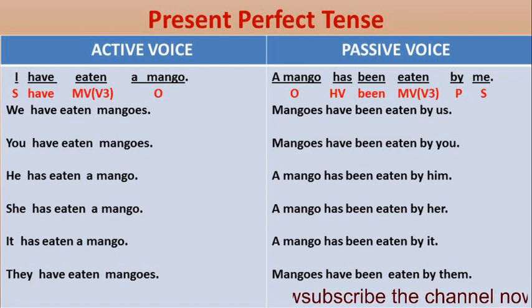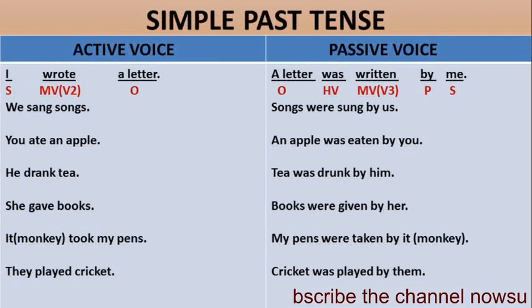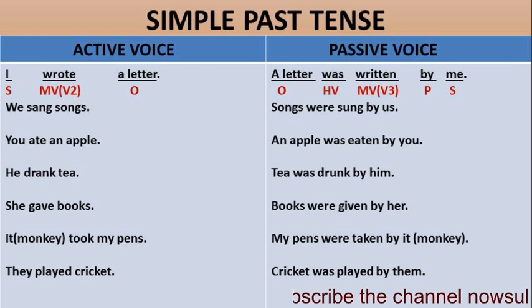Suppose the given sentences are in past tense, how can we change them into passive voice? Let's look at them. If the given sentences are in simple past tense, how can we change them into passive voice? Look at the example. I wrote a letter. I is the subject. Wrote is the past tense form of the verb write. A letter is the object.